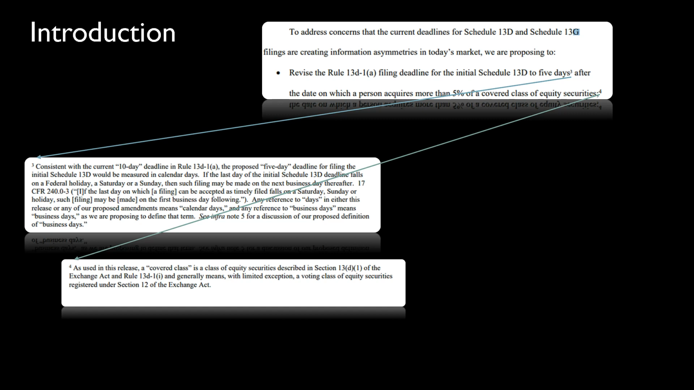So that's SEC filings for you, right? They even gotta go and they gotta define something even as simple as business days.